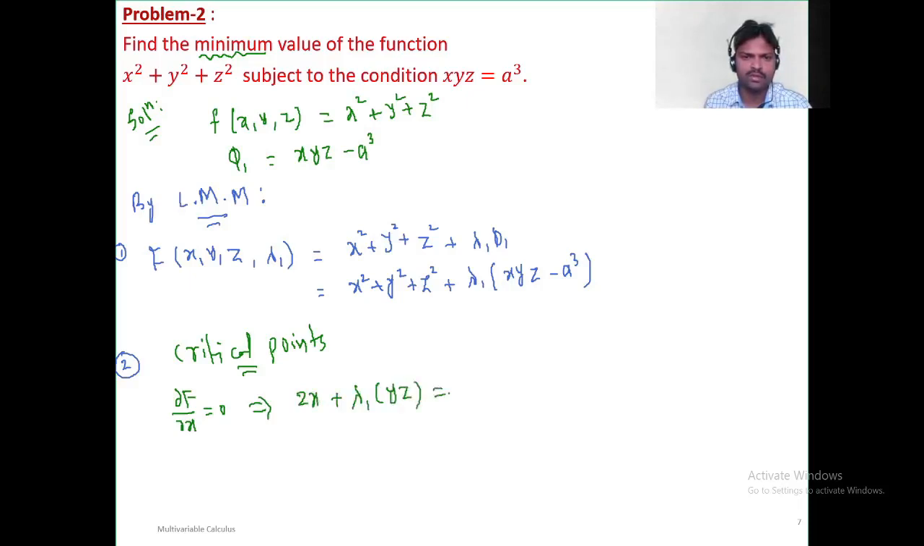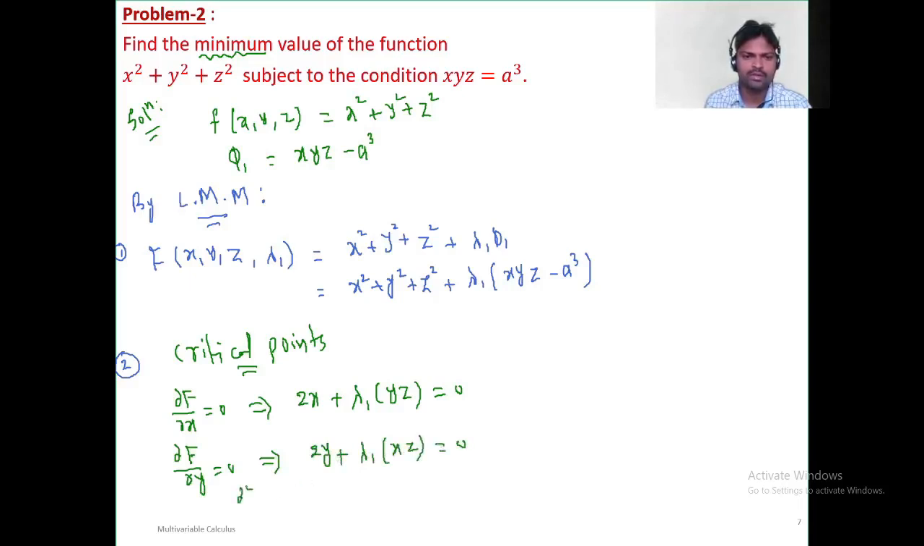That's it, is equal to 0. Next, similarly, ∂f/∂y is equal to 0. So if you impose this, what will you get again? With respect to y, therefore 2y + λ1 into, with respect to y, therefore xz, equal to 0.